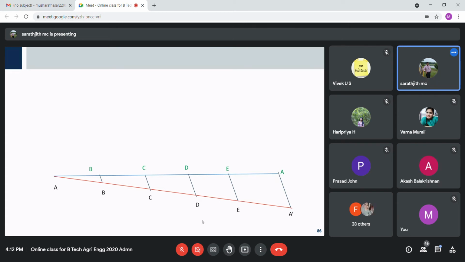So what we have covered so far are chain surveying, compass surveying, and the plane table surveying that we are going to discuss today. All these are the conventional methods of surveying.